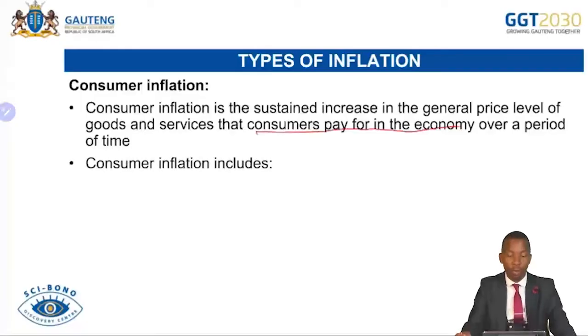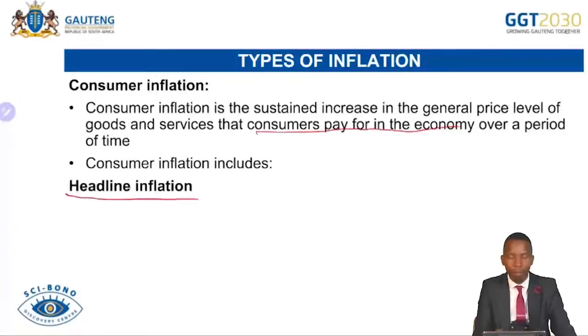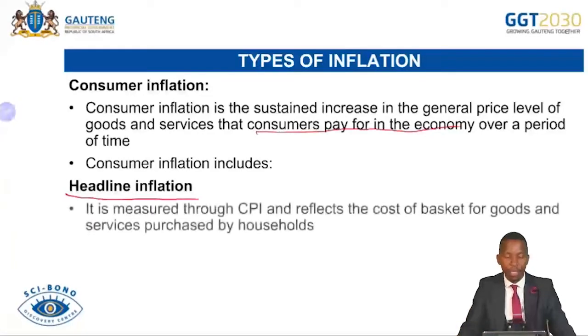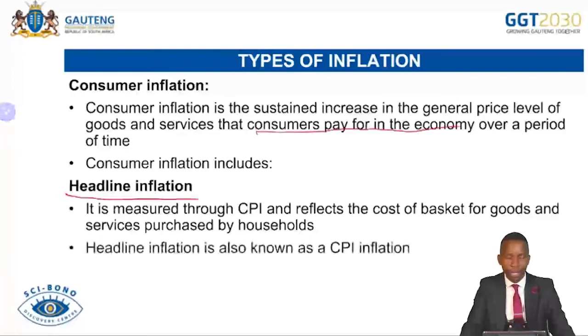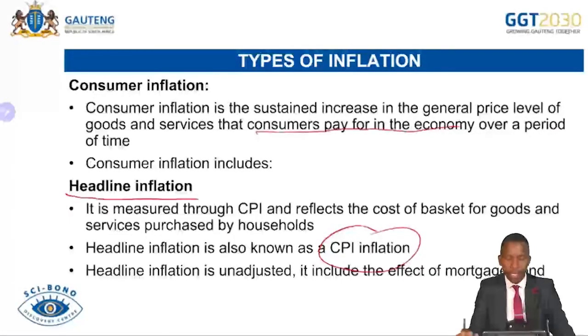And then consumer inflation includes the following types of inflation: the headline inflation, or the CPI inflation. It is measured through CPI and reflects the cost of a basket of goods and services purchased by households. Headline inflation is also known as CPI inflation. The CPI inflation is the inflation that has not been adjusted. Headline inflation is unadjusted. It includes the effect of mortgage bond or interest rate. Then it becomes the headline inflation. Oppositely, we have the CPIX inflation, which has been adjusted, meaning it excludes the effect of mortgage bond as well as interest rate.